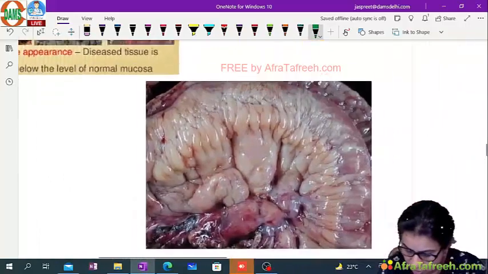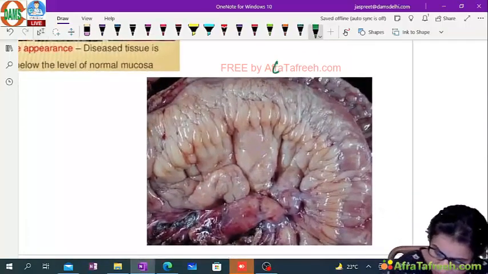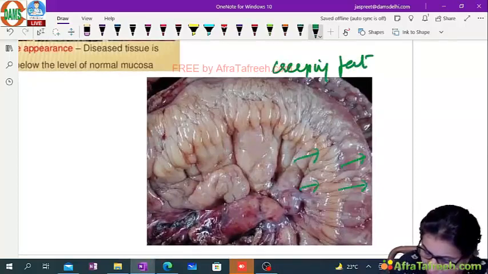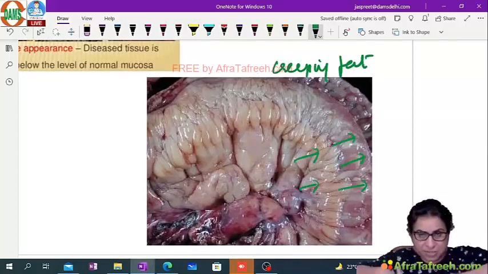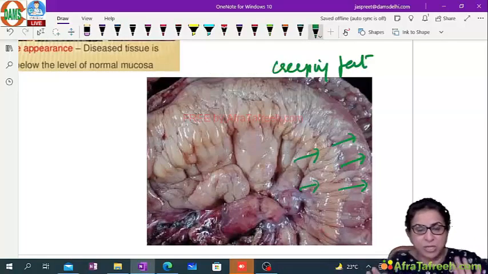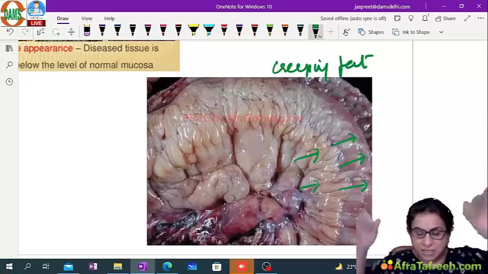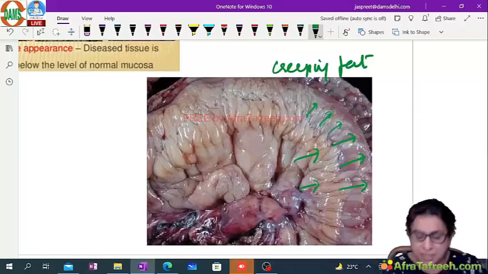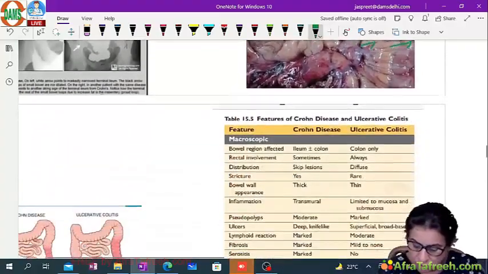And this is the picture of creeping fat. You can see this is the mesenteric fat, and the mesenteric fat is going up like this. Normally the mesentery hangs downwards. Here the mesenteric fat is going up and is getting stuck on the serosa. So this is creeping fat. So this is Crohn's disease.